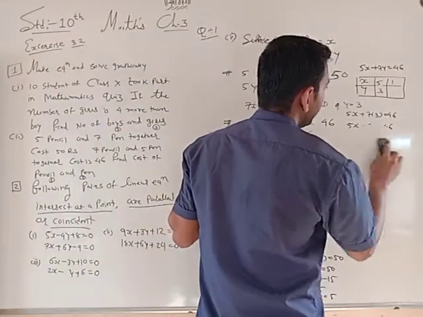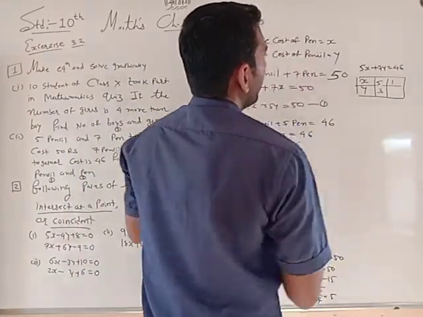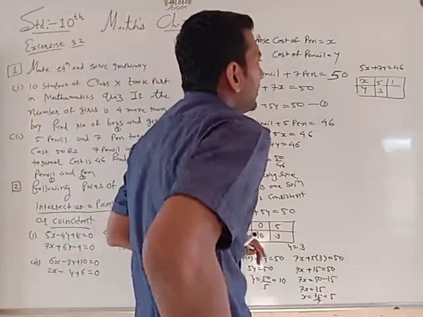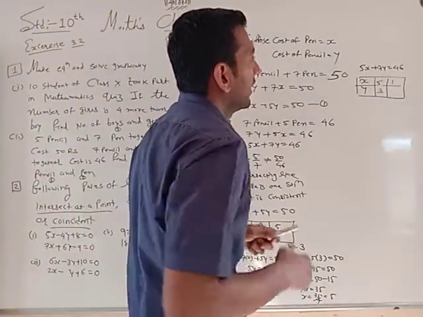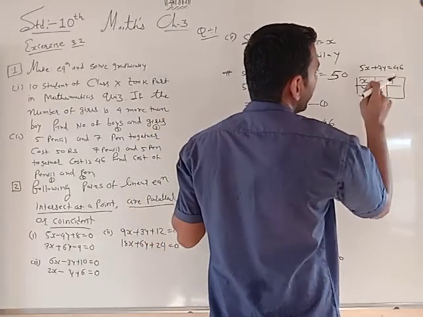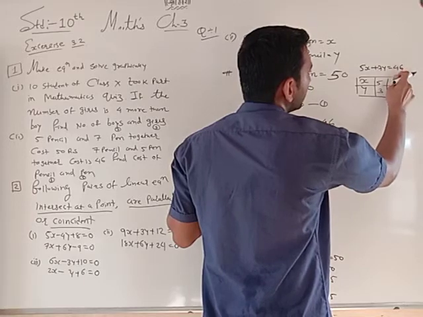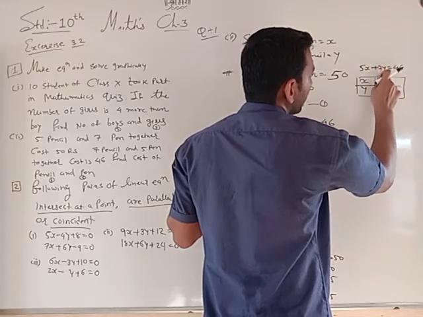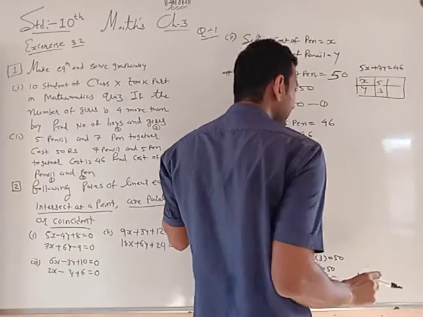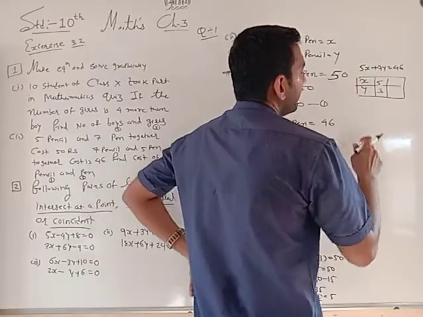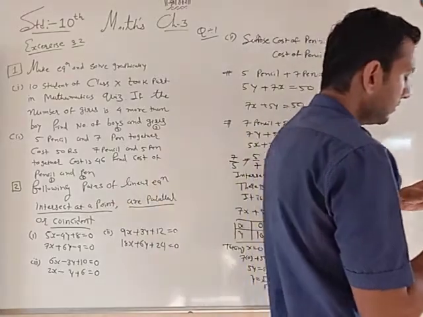See, the other one: 46, 7 2s are 14, 7 3s are 21. You can take y is equal to 3. You take such an x value that it is divisible by 5 or 7. Okay, let's take 1 minute.